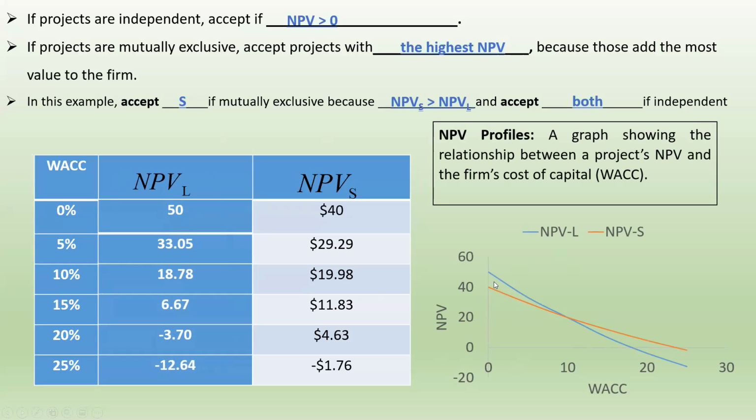So this orange line is NPV of S, and this blue line is NPV of L. The horizontal axis is the weighted average cost of capital. When the weighted average cost of capital is less than the crossover point, NPV of L is greater than NPV of S. If the weighted average cost of capital is greater than the crossover point, then NPV of S is greater than NPV of L. So we can see this orange line is greater than the blue line.